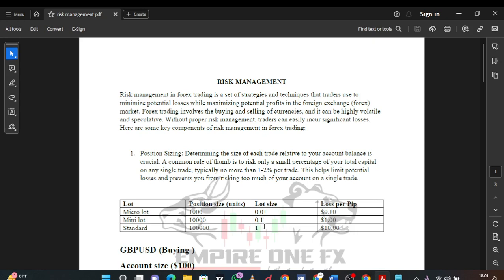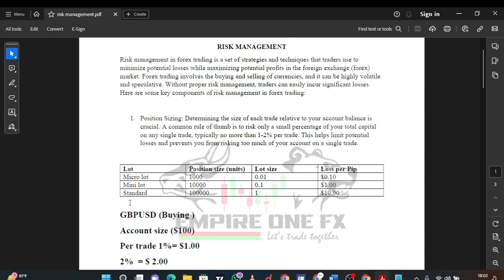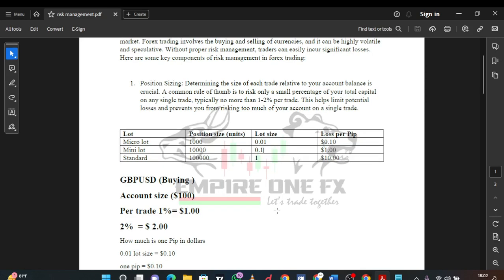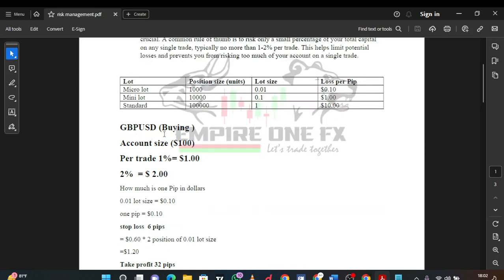Look at your account, count the lot size, and know how much I'm going to be using on that account, depending on the size. Now, for example, I've given you here a small table. I said I'm going to share this one in the link in the description below, so that you can go ahead and learn and read more about this. So this is an example. We are buying GBP USD. The account size is $100.